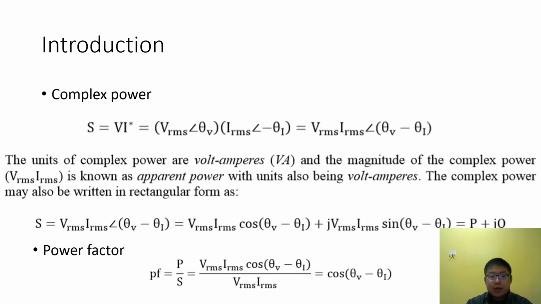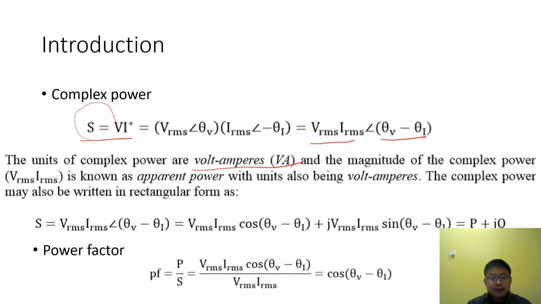For an AC network, the definition of complex power is S equals V times I conjugate. Here V and I are both phasors, so S equals Vrms times Irms, and the angle equals the difference between the voltage and the current angles. Be careful that they have different units. The unit of S is volt-amperes.